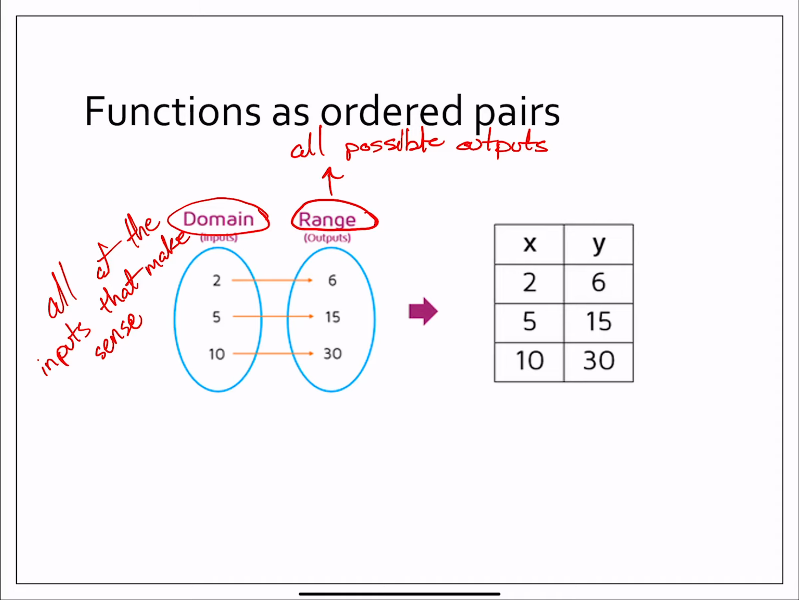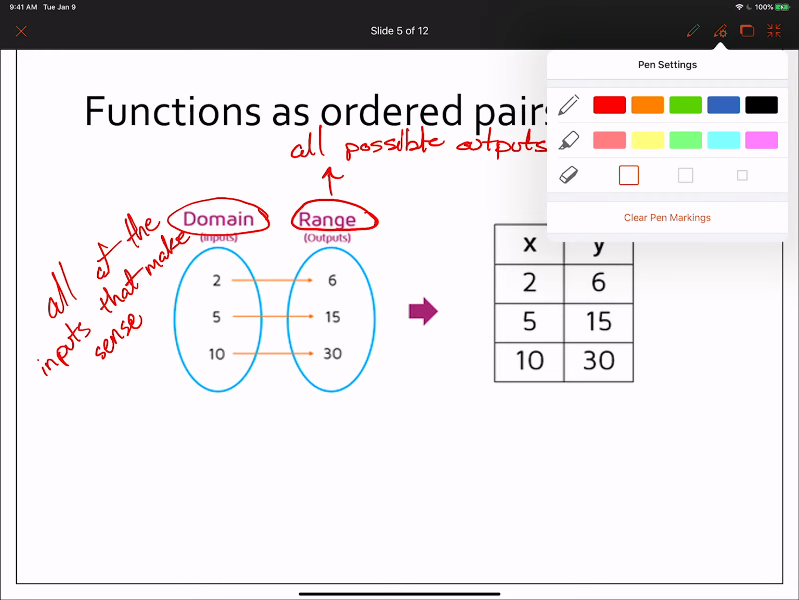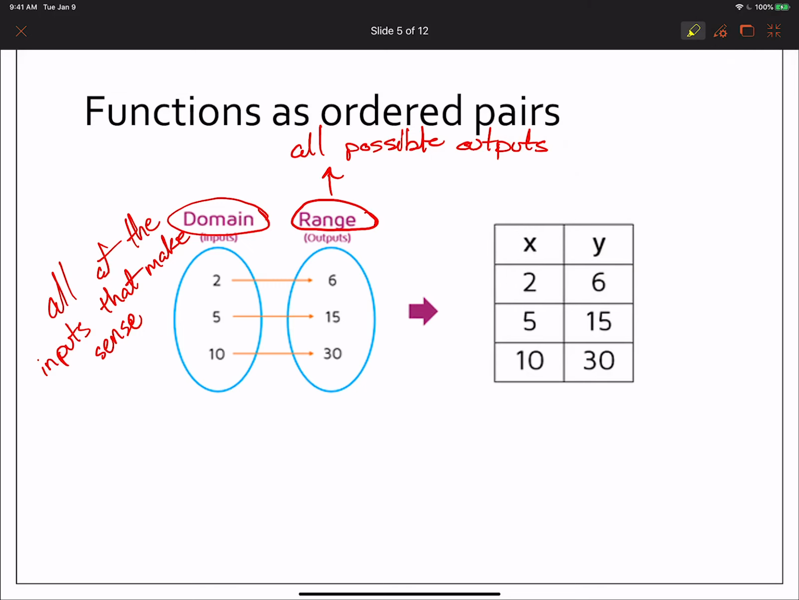Now, to write our functions as ordered pairs, what we want to do is write it like this, where we just list out, here are the x's, here are the y's, or here are the inputs, and here are the possible outputs. Now, another way that you'll see this written, usually actually how you'll see it written, is in this form, x comma y, where the x is the input and the y is the output. And this is what we call an ordered pair.